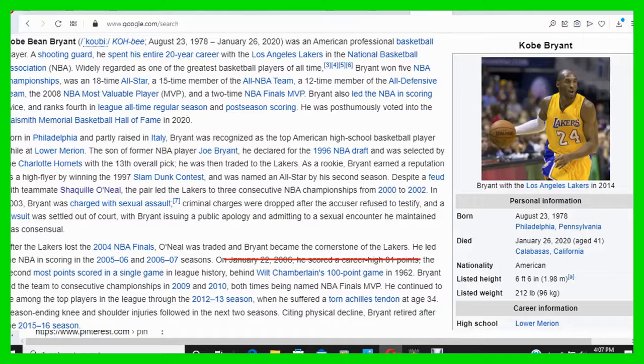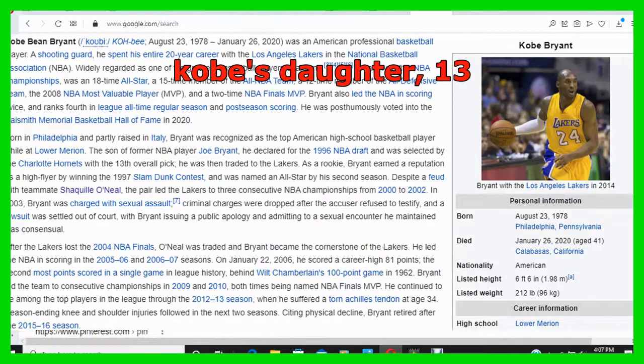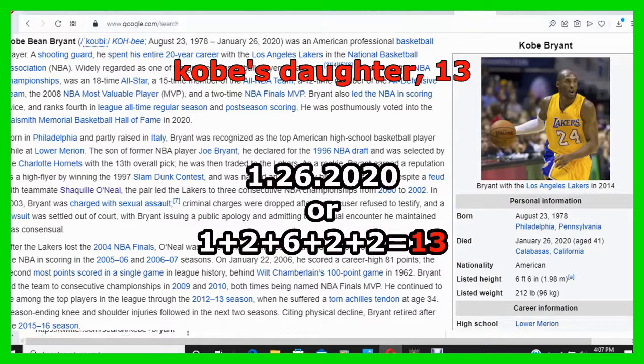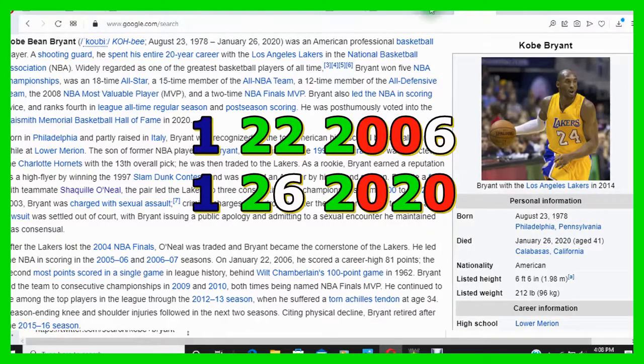You can't make this up. At the same time, when Kobe hit 81 points, that comes out to 13. 1 plus 2 plus 2 plus 2 plus 6. Then when you add up the day that he crashed, 1 plus 2 plus 6 plus 2 plus 2, that equals 13. And then if you just look at both of them dates, they're the exact same numbers, just switched around. So even more trickery.